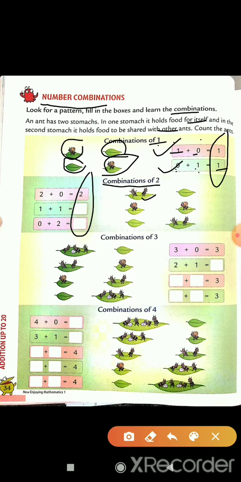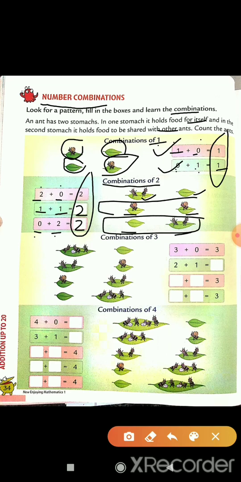2 ants are there, so 2 is written, and here 0 ants, so 0 is written. 2 plus 0 is equals to 2. Here 1 ant is there, and here also 1 ant is there, so 1 plus 1 is equals to 2. Here 0 ants are there, and here 2 ants are there, so 0 plus 2 is equals to 2. How many total ants are there here? 2. Here also 2, and here also 2.